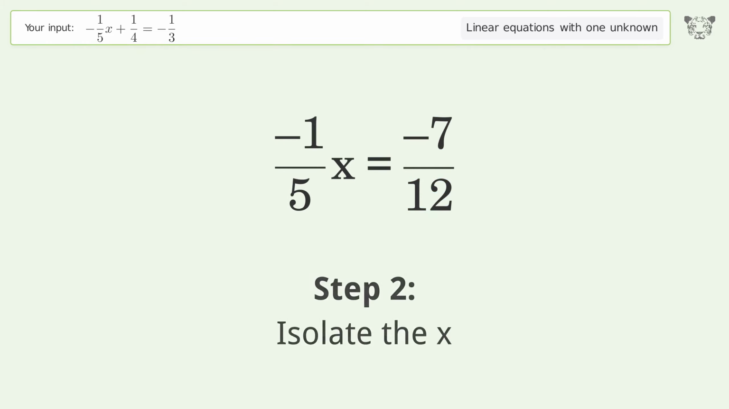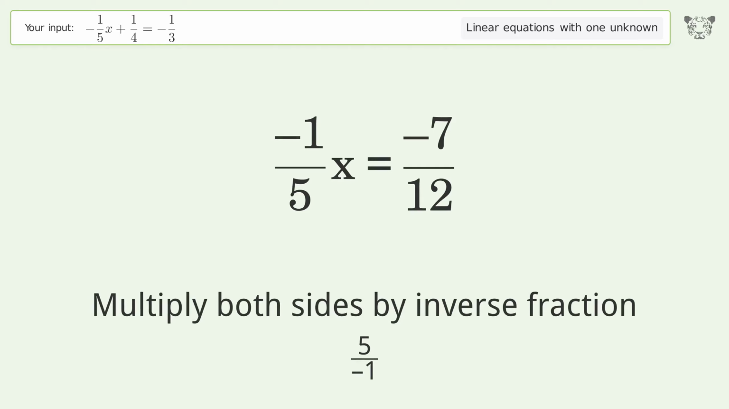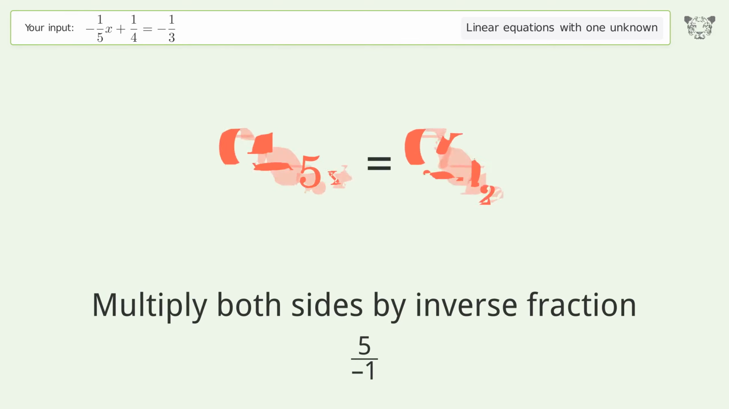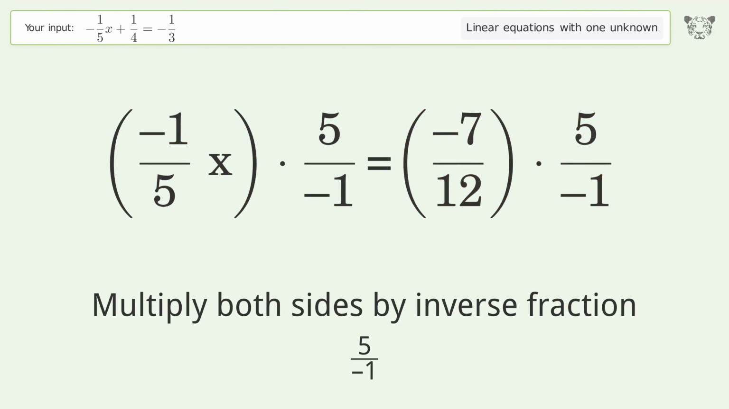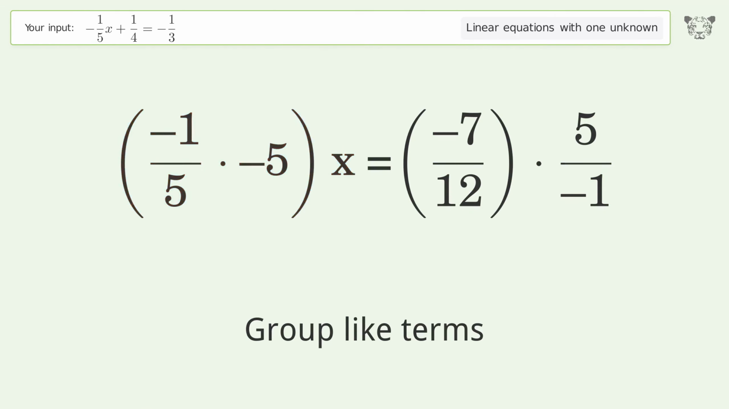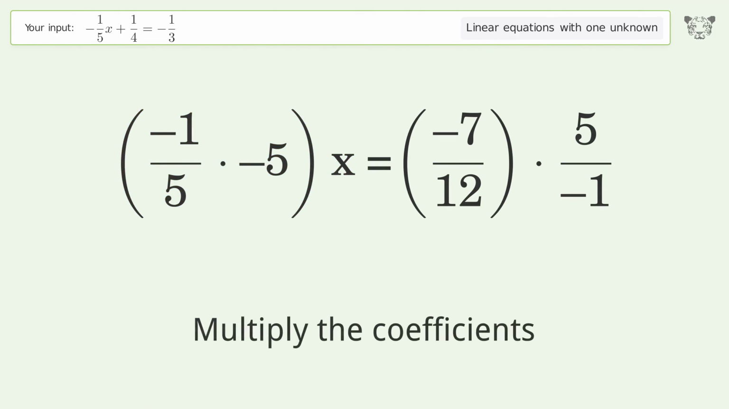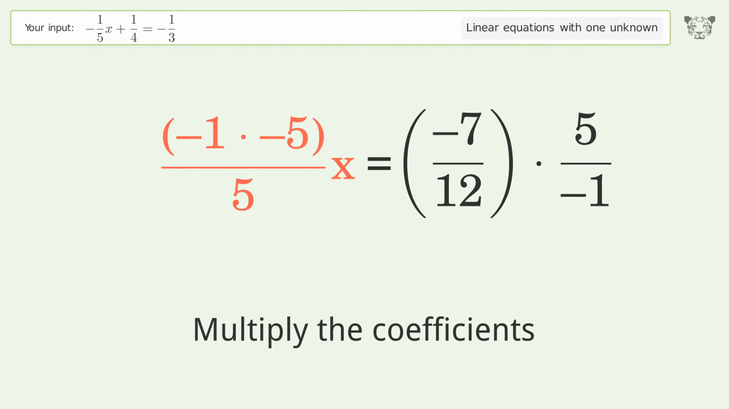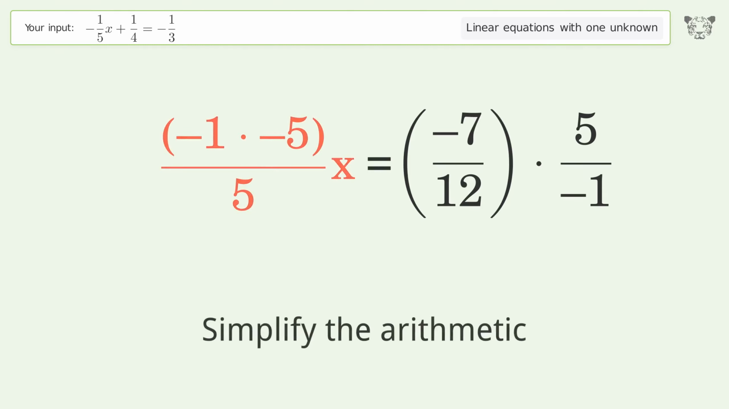Isolate the x. Multiply both sides by the inverse fraction 5/-1. Group like terms. Multiply the coefficients. Simplify the arithmetic.